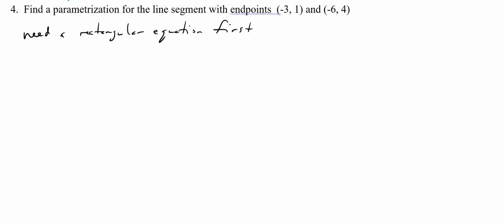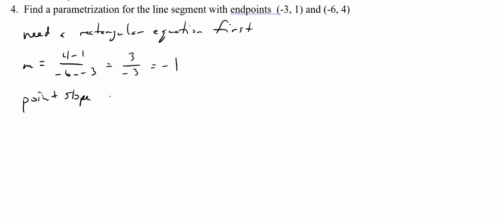It's pretty easy. You just need a point and a slope, right? So we're going to say m is equal to changing y over changing x. So we're going to say 4 minus 1 over -6 minus -3, which gives me 3 over -3, or -1. So that's my slope. And if I want to use point slope form, we'll use the first point. So y minus 1 equals -1 times x plus 3.